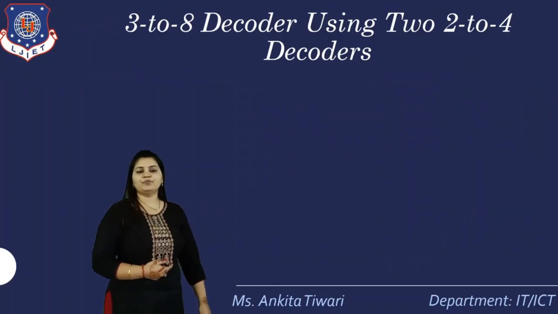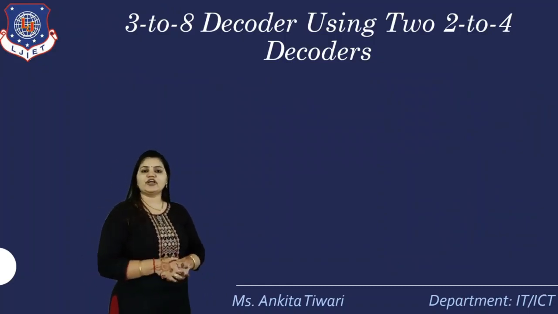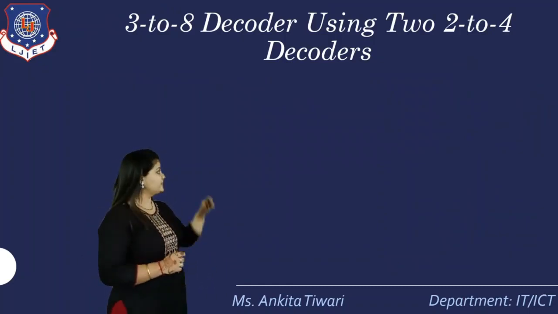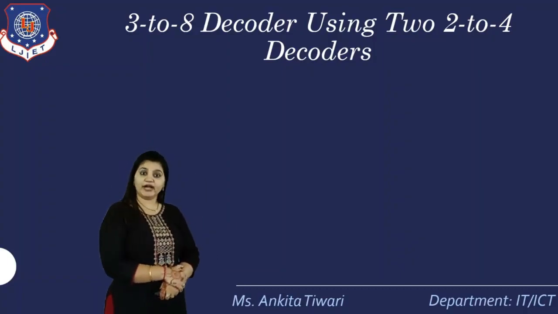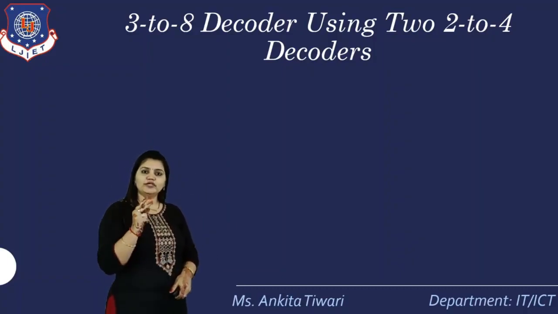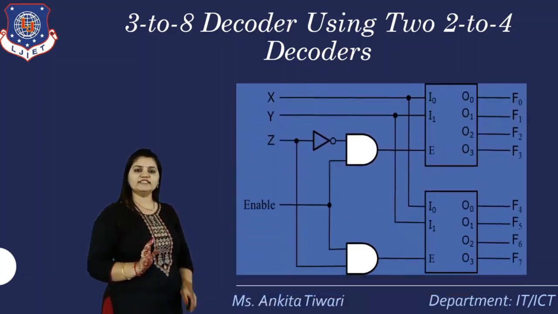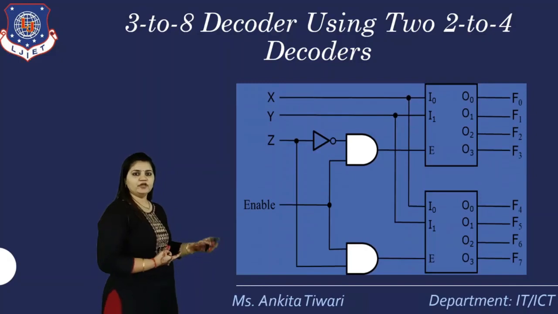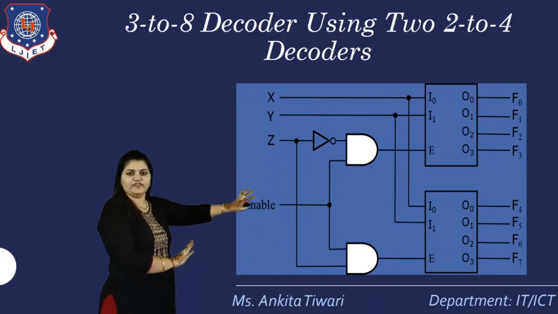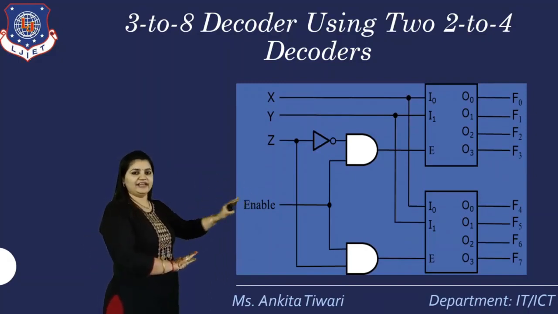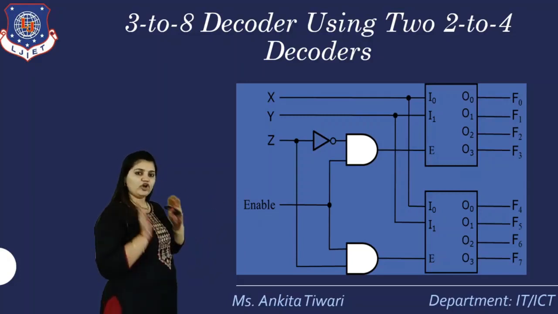Okay, now another type of question which is possible in decoders: we have to design a 3 to 8 line decoder, but using two 2 to 4 line decoders. Now how will we design it? As you can see, this is the circuit diagram. This is what we have to do, but it will not come directly. You have to design it on your own, by your own logic.